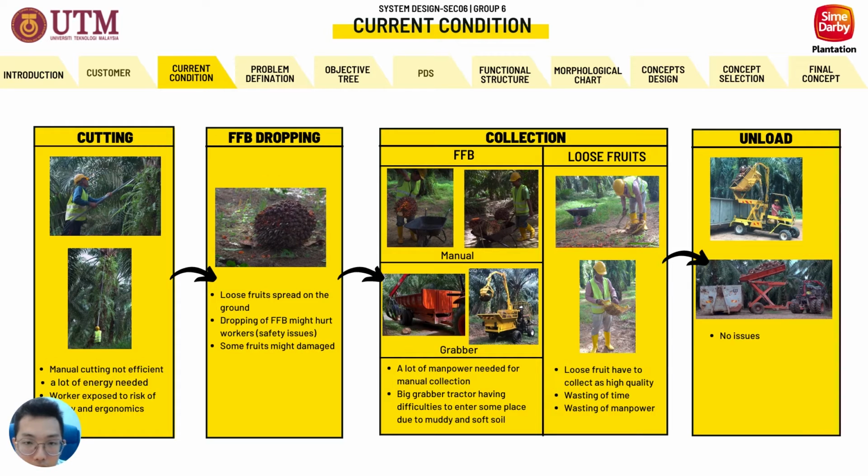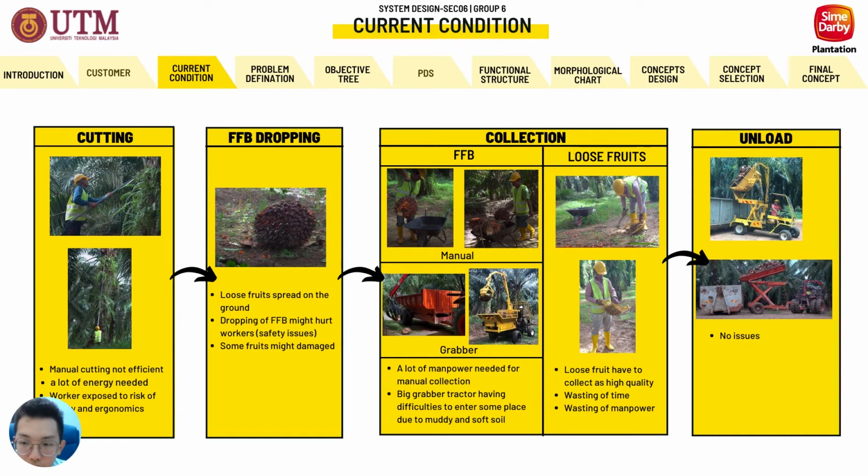The third step is the collection of the FFB and the loose fruit. For the collection of the FFB, a lot of manpower is needed for the manual collection, and the big clapper tractor might have difficulties to enter some locations due to the muddy and soft soil. For the loose fruit collection, this manual collection of loose fruit will cause the wasting of time and the wasting of manpower.